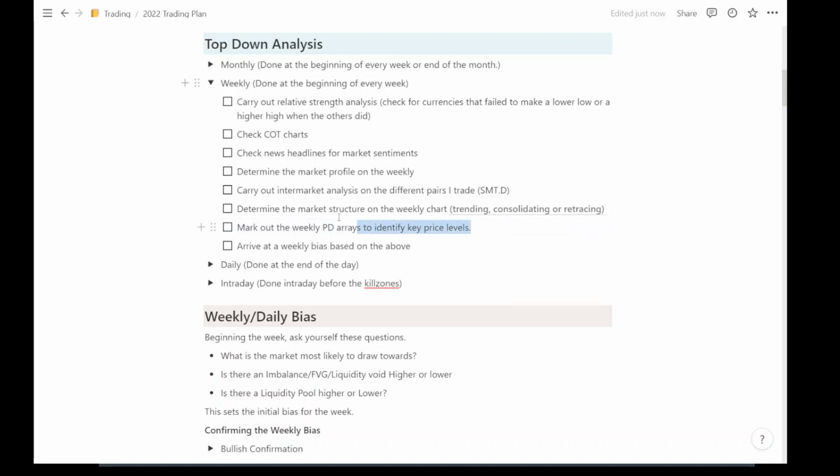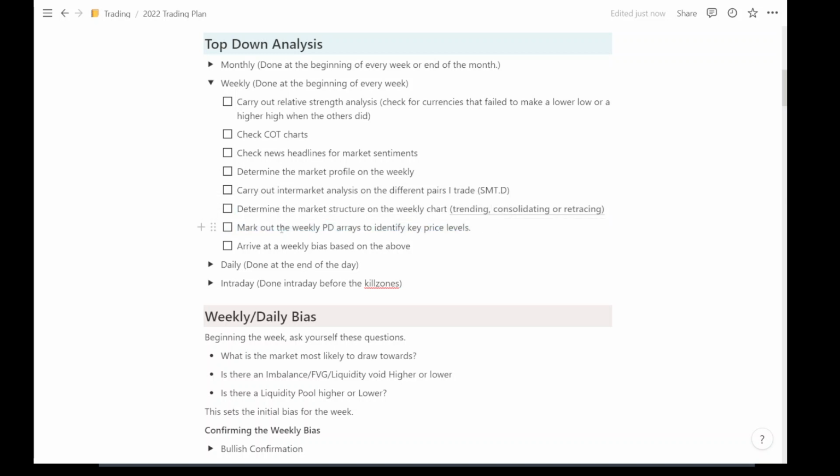So the most significant thing here for me is the COT report, the SMT divergence, and the PDRAs. Okay, once I mark out the PDRAs, because the PDRA for that week is generally going to be the draw on liquidity. For example, if there is a fair value gap on the weekly time frame, the weekly fair value gap is going to be the draw on liquidity.